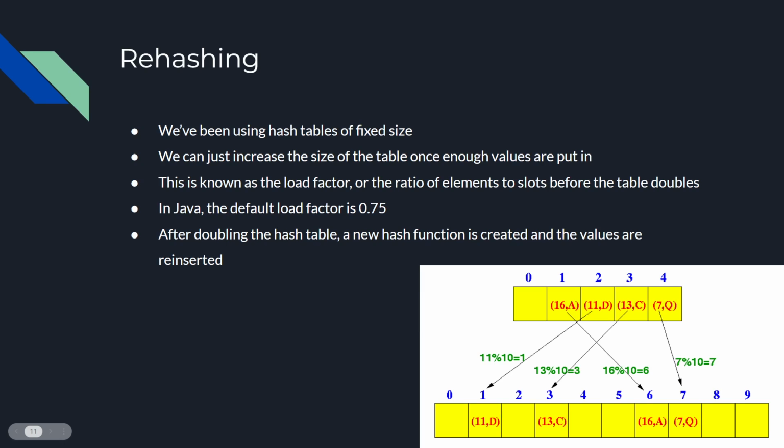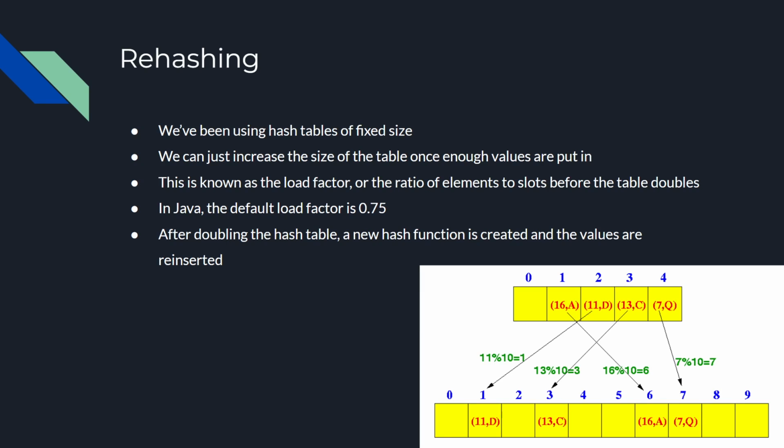Last but not least, we can get into this new method called rehashing. In the past, we've had issues where once you have enough values in your hash table, you're going to have a lot of collisions. One way to solve this is to increase the size of the table once enough values are put in. For instance, you see right here a table of size 5, but once the fourth value is inserted, the table doubles into size 10.